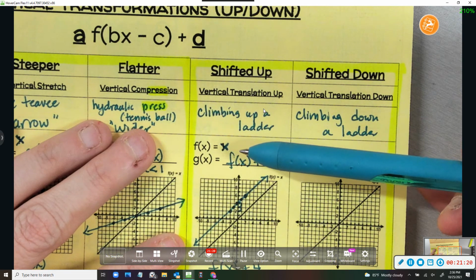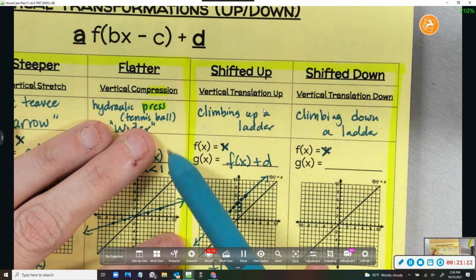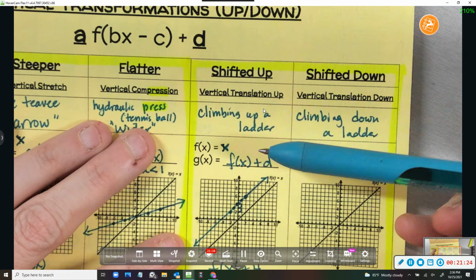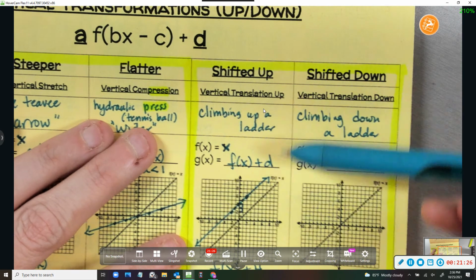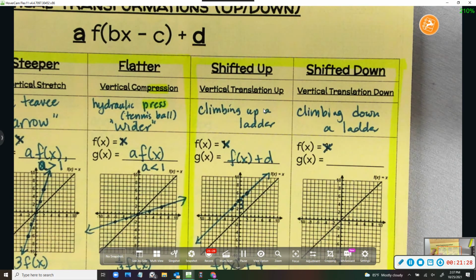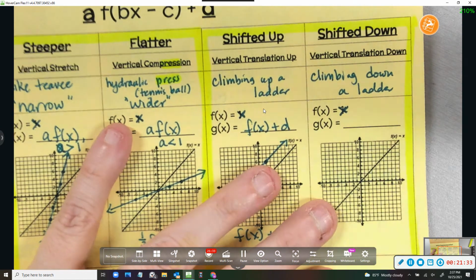I wouldn't even say climbing stairs. I'm saying a ladder because stairs are at an angle too, right? So going up a ladder, going up an elevator, that would all be fine, but not stairs, not an escalator, because they go at an angle. Okay? So climbing down a ladder, what do we think that would be?